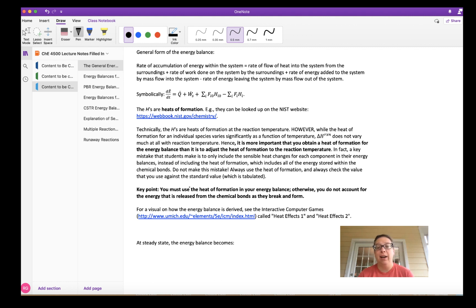Make sure that you are not inserting a much smaller value associated with the sensible heat change from taking the component from the standard temperature to the reaction temperature. Because if you don't use the heat of formation, you are not accounting for the energy that is released from the chemical bonds as they break and form.